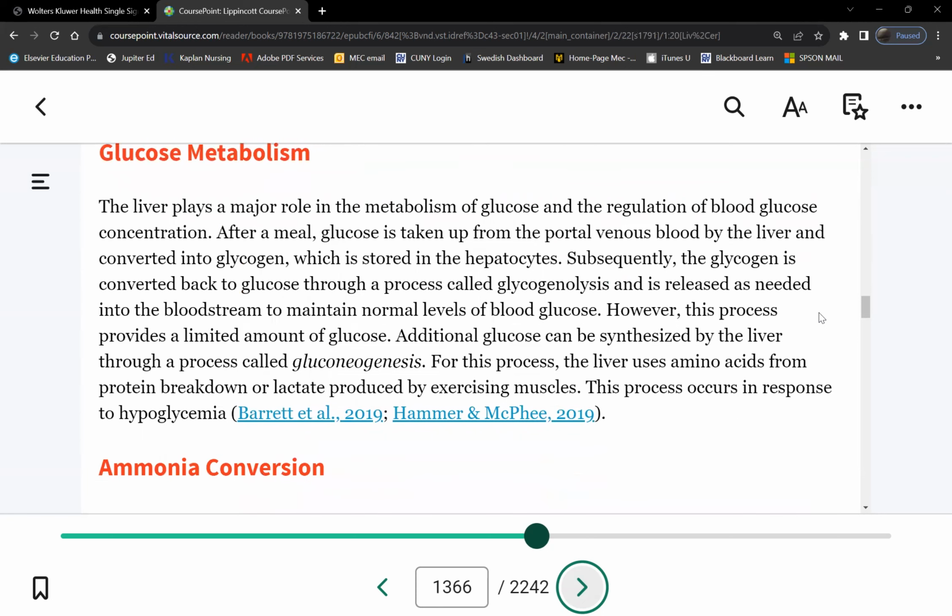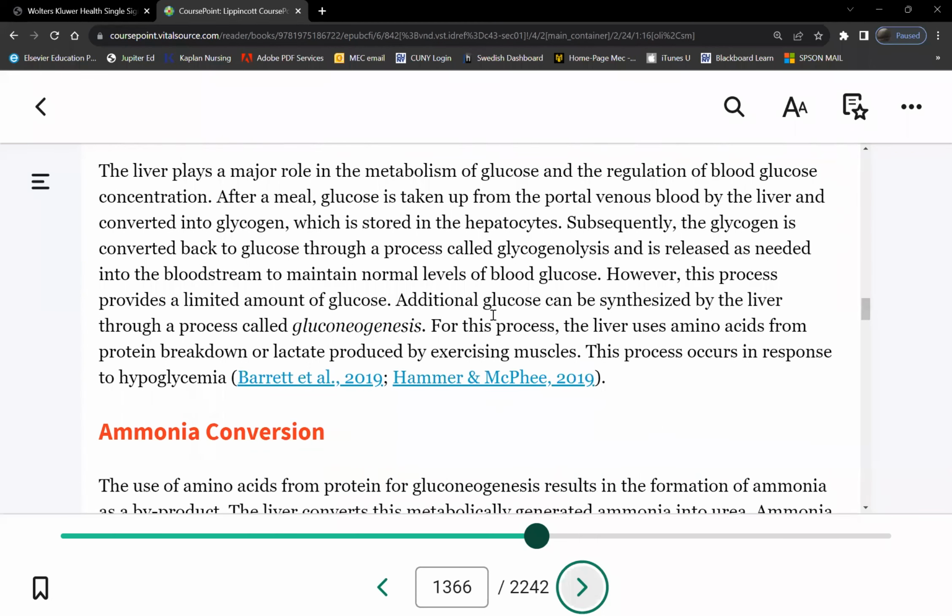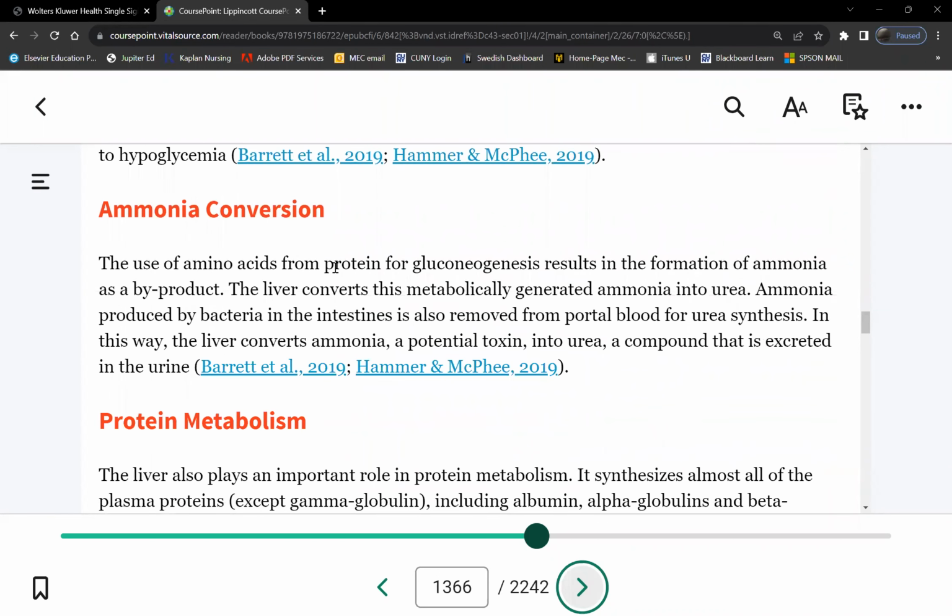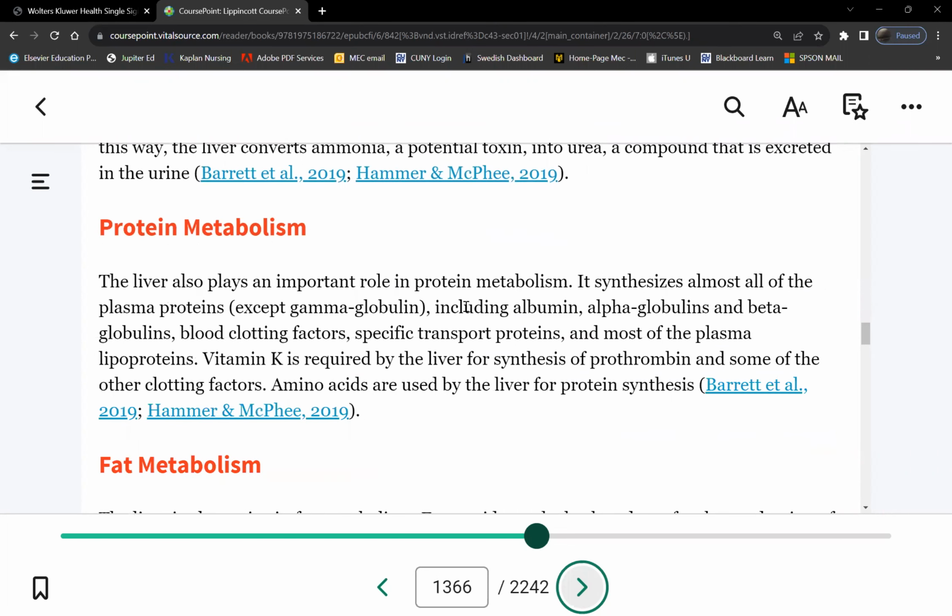So here are the other functions of the liver, which will make sense why your symptoms will be such and such. So it's responsible for glucose metabolism. Remember, it stores glycogen. Okay, and we have ammonia. It will get rid of ammonia. So therefore, no liver function, what happens to ammonia levels? So one of the complications is encephalopathy because you're poisoning your body. Okay, the ammonia will make your brain crazy.